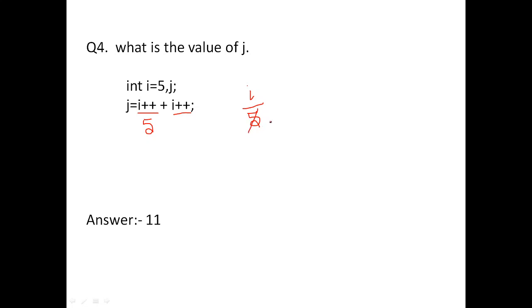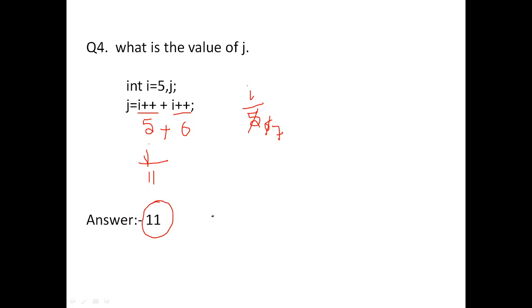Whenever it is post increment or decrement, we will first assign the value and then increment or decrement, and this operation is performed individually. So 6 is incremented. Now this 6 value is to be placed here. After this we will increment the value of I. So now the total J value is 5 plus 6, which is equal to 11. So our answer is 11.